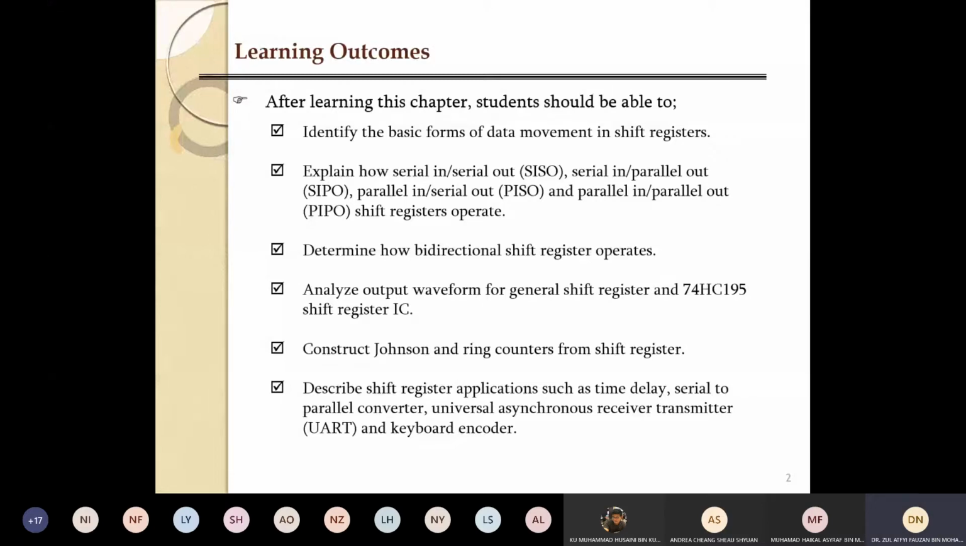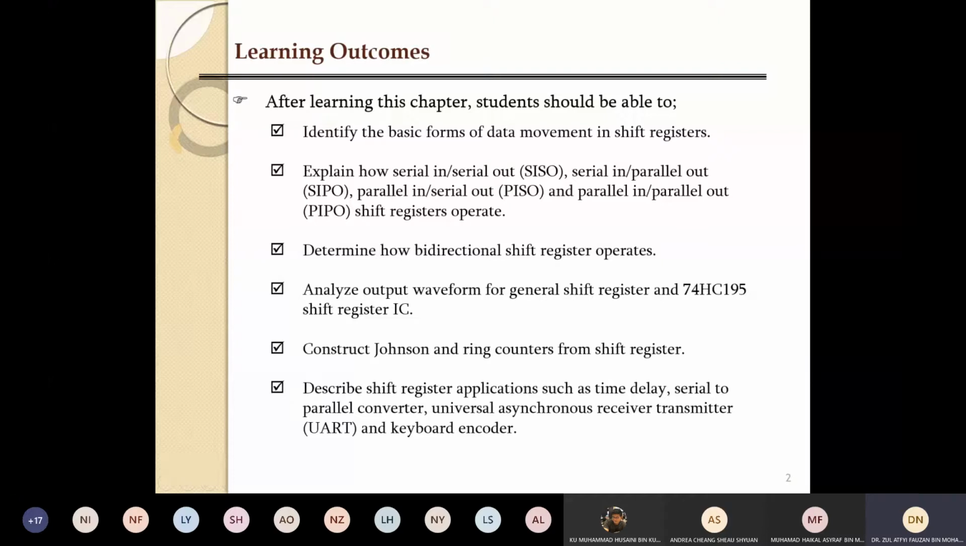Okay, and then determine how a bidirectional shift register operates. After you know all the 4 types of shift register, we will analyze some types of shift register. One of them is bidirectional, and we will analyze the output waveform for general shift register, and also ICs of register such as 74HC195. Okay, and then after that, shift register also have counters.